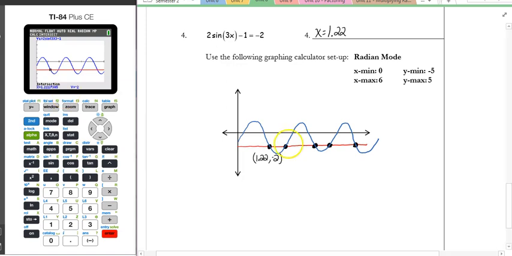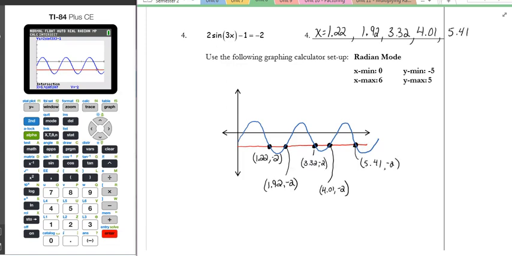If you haven't already, go ahead and find our final 4 intersections. And we get our last 4. Make sure you're checking you got these 4 solutions, that you rounded accurately, and come to class prepared to ask questions.